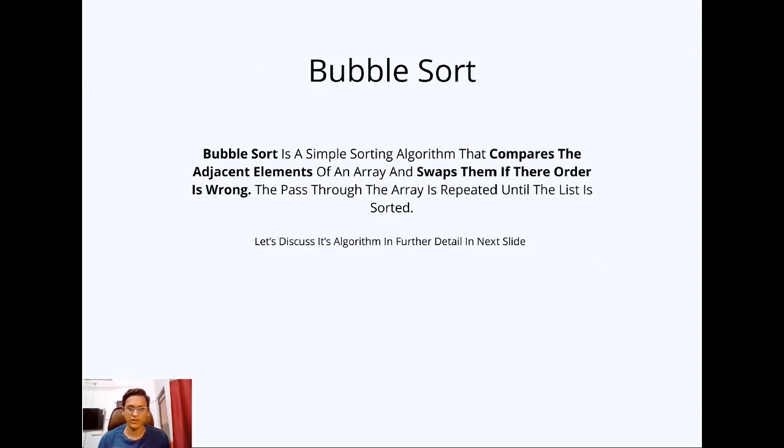Let's see what is bubble sort. Bubble sort is a simple sorting algorithm that compares the adjacent elements of an array and swaps them if their order is wrong. The pass through the array is repeated until the list is sorted. So let's discuss each point of this statement one by one in detail.